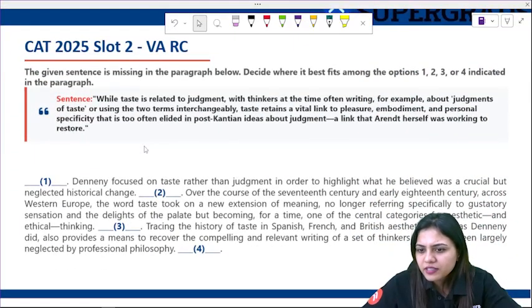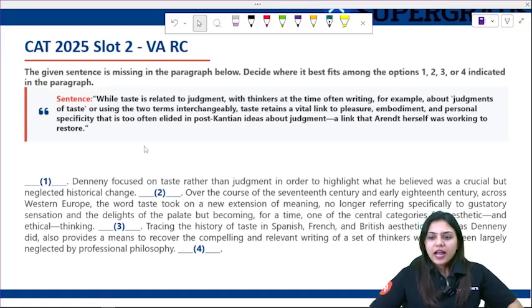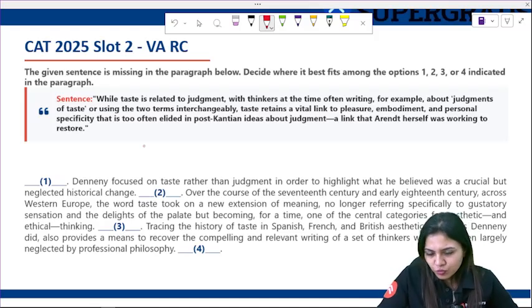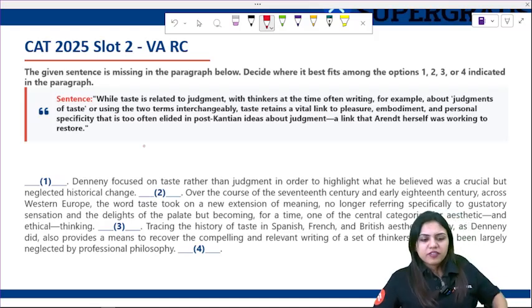Again, as you can see, this particular question has been picked from slot 2 CAT 2025 previous year question papers, and the missing statement is huge, so be very, very careful about it. Giving you some time to read it.